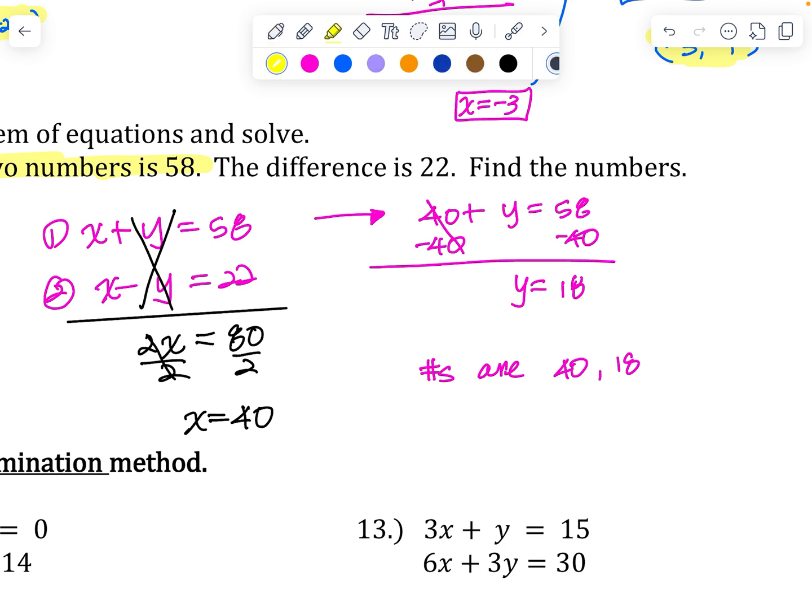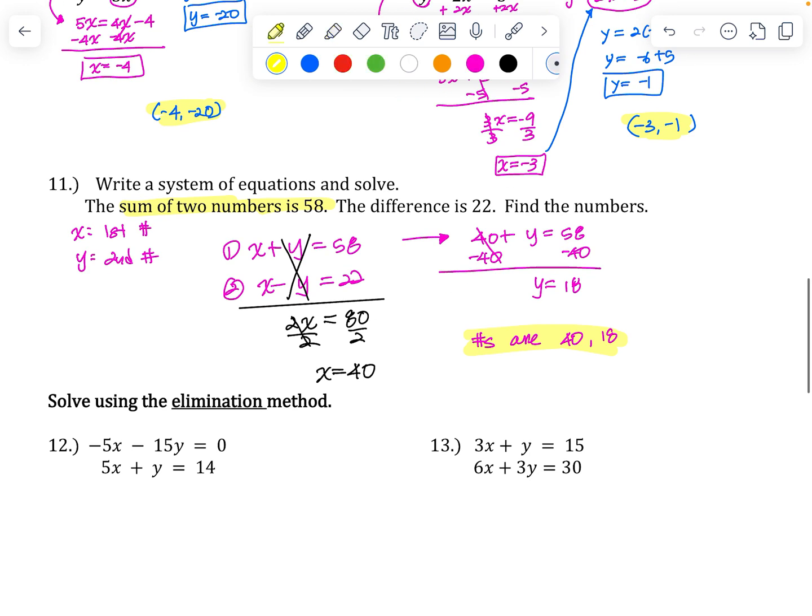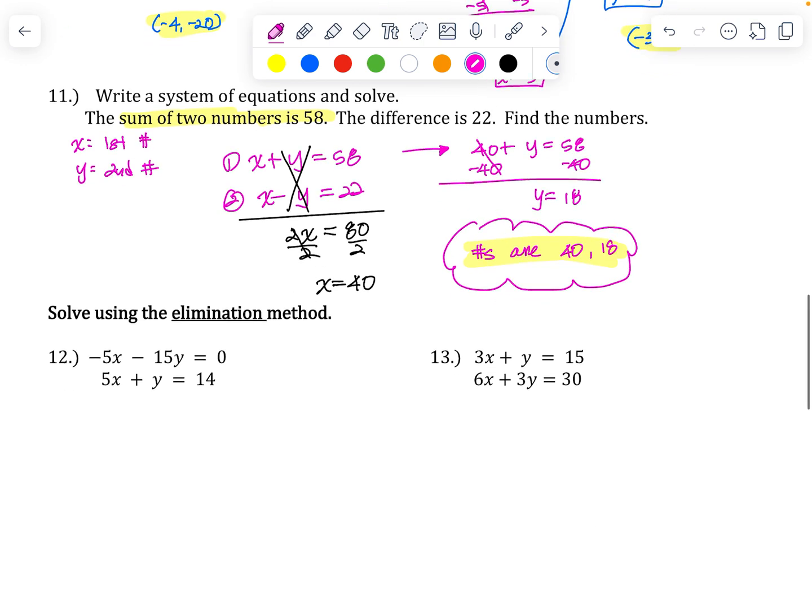Okay. And the sum, when you add them up, it equals 58. When you subtract them, it does equal 22. So check. Okay. Let me put a cloud around it. Okay. Next one.